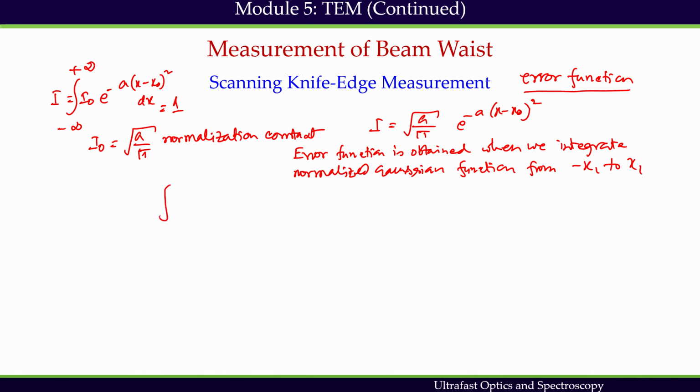So I have to now integrate this normalized Gaussian function from minus x1 to x1 of square root of a by pi e to the power minus a (x minus x naught) whole square dx, which is nothing but 2 multiplied by the integral from 0 to x1, because it is a symmetric function, so twice the half of this function, which is a (x minus x naught) whole square dx.